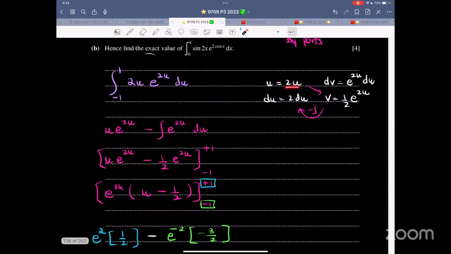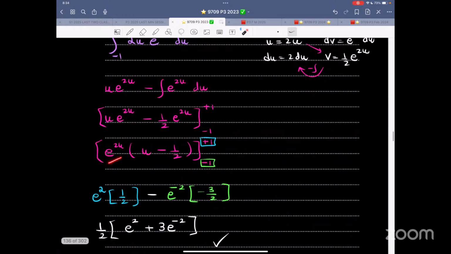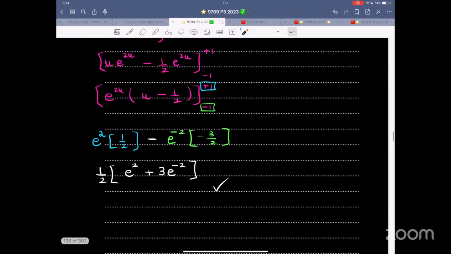The first step, 2u into half e to the power 2u. We get this thing. And this 2 and 2 cancels out. Integrate e raised to power of 2u. That is this thing. First take common, then plug in the limits. That is the blue limit. That is the green limit. Simplify, you get this answer.